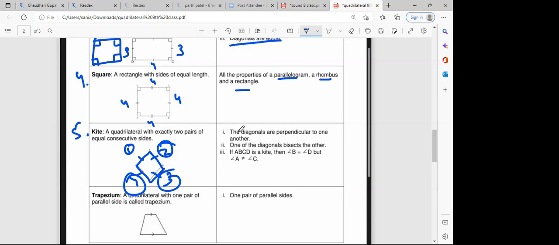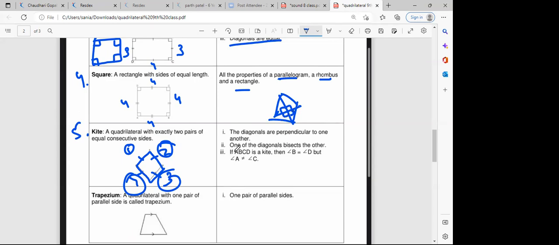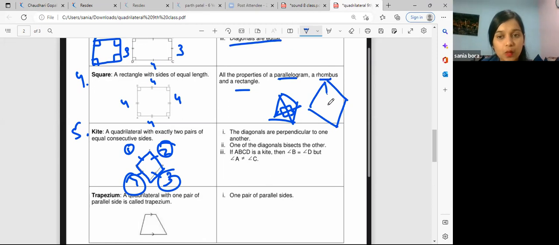So what is the property? The diagonals are perpendicular to one another. So again, for the kite, the diagonals are perpendicular. For example, if this is a kite, the diagonals are like this, they are perpendicular. They form 90 degrees. Clear? And one of the diagonals bisects the other into two equal parts. For example, if this is your kite, this is diagonal 1 and this is diagonal 2. So diagonal 2 will bisect this diagonal into two equal parts.